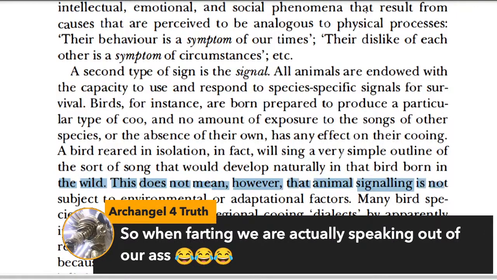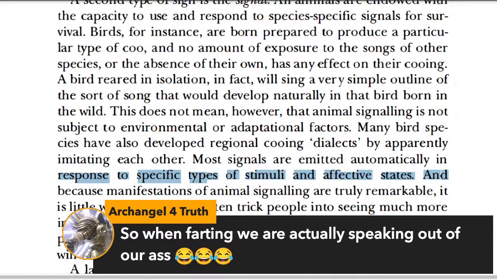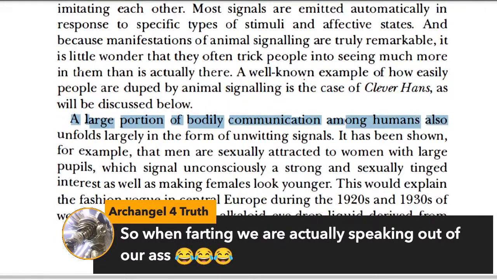This does not mean, however, that animal signaling is not subject to environmental or adaptational factors. Many bird species have developed regional cooing dialects by apparently imitating each other. Most signals are emitted automatically in response to specific types of stimuli and affective states. And because manifestations of animal signaling are truly remarkable, it is little wonder that they often trick people into seeing much more in them than is actually there. A well-known example of how easily people are duped by animal signaling is the case of Clever Hans, as will be discussed below. A large portion of bodily communication among humans also unfolds largely in the form of unwitting signals.